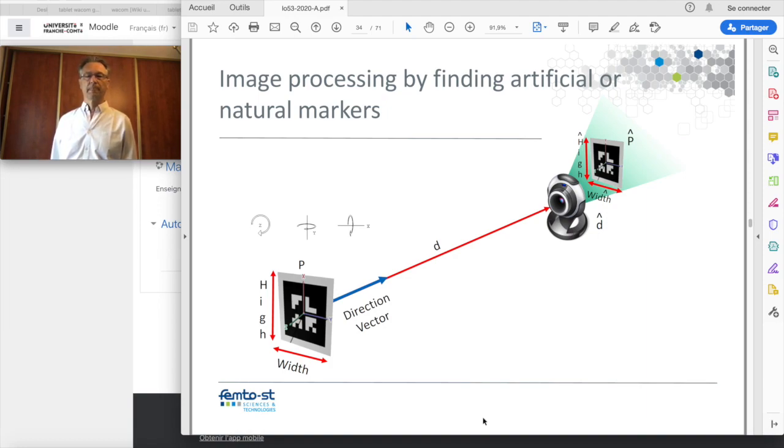So according to the size of the artificial marker, here it's a tag, according to its size you can determine the distance, and according to the perspective between the camera and the picture you can define the direction vector. And with these two pieces of information, if you know the coordinates of the tag, you can define where the camera is compared to the tag.